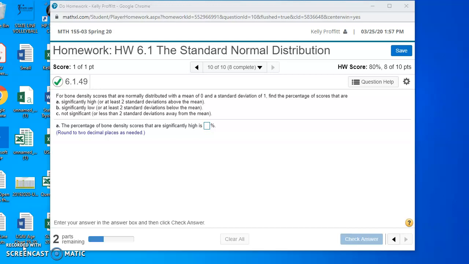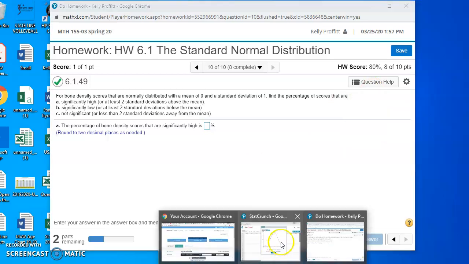Part A, find the percentage of scores that are significantly high. In other words, at least 2 standard deviations above the mean. What does that mean? That means that the z-score is positive 2 or greater. In other words, there's 2 standard deviations above the mean. Okay, so we can do that one by going to our, actually I already have it pulled up here.